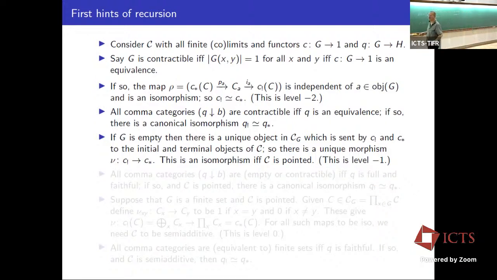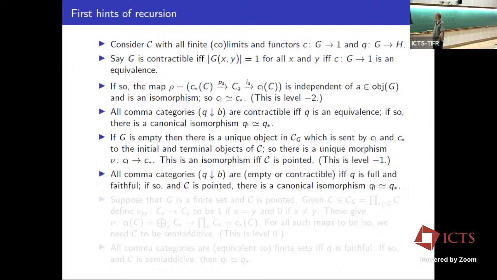A category is pointed if there's an object which is both initial and terminal. So, like, the category of finite based sets is pointed, or finite based topological spaces. The category of abelian groups, of course, is pointed, or the category of all groups is pointed. Yeah, the trivial group is both initial and terminal. Okay, so this is level -1. So ambidexterity works at level -2 for any category C whatsoever. Ambidexterity works at level -1 only for pointed categories.